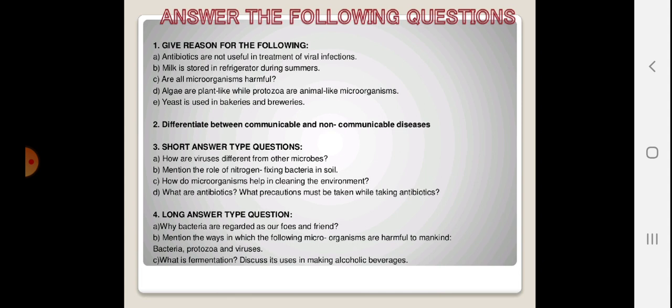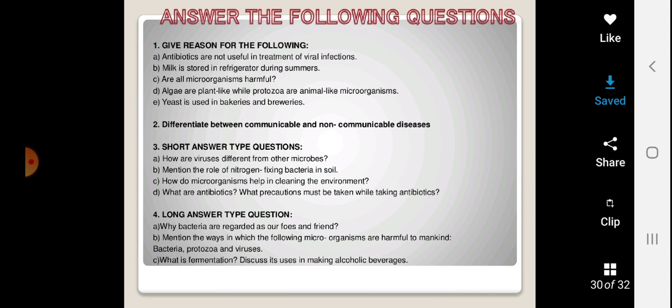Algae are plant-like while protozoa are animal-like microorganisms. Yes, because algae contain chlorophyll, so they may act as a plant. And protozoa are unicellular, just as animals are multicellular, so we can compare protozoa with animal-like microorganisms.